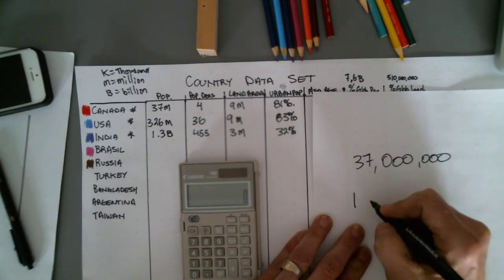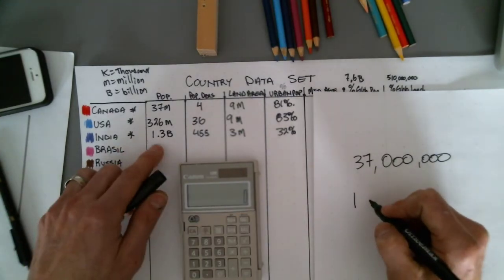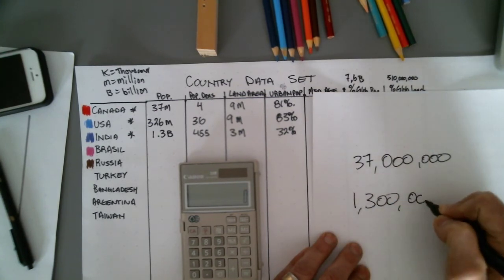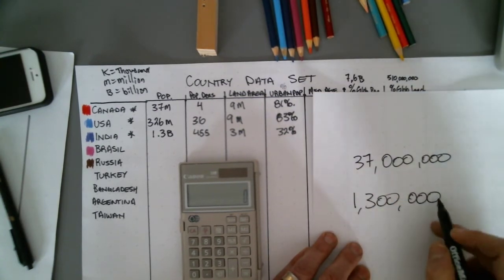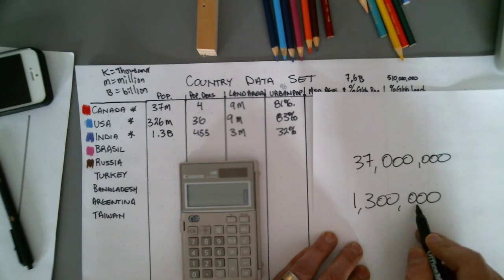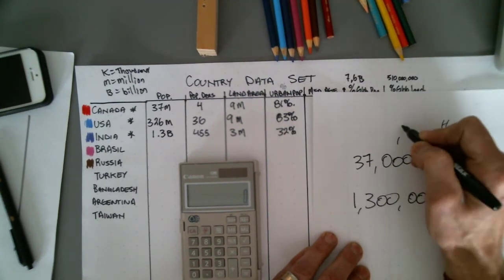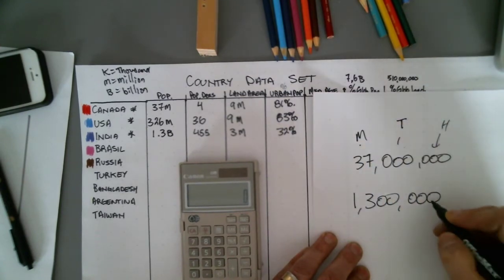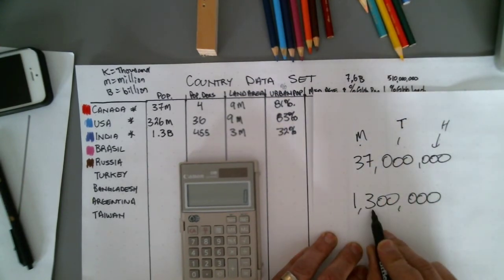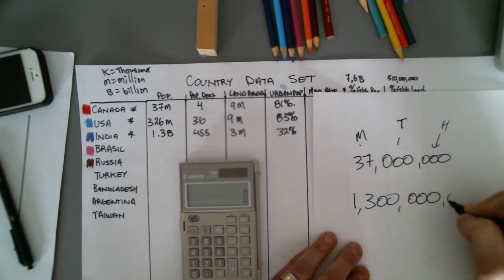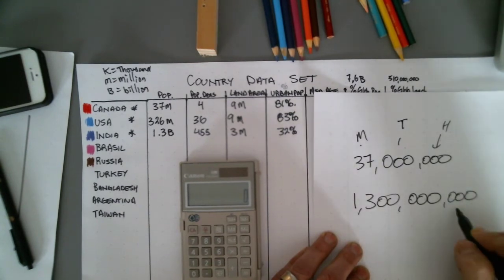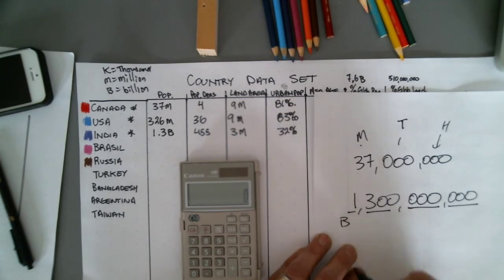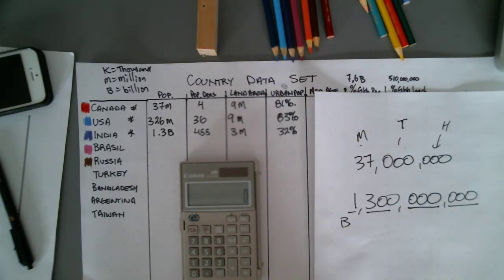I have 1 billion. Now how many millions? This would be 300 mil. Is that millions yet? No, this is hundreds, thousands, millions. Okay, so this here, this is just 1,300,000. I have to add 3 more zeros. Hundreds, thousands, millions, billions. That's a lot of people.